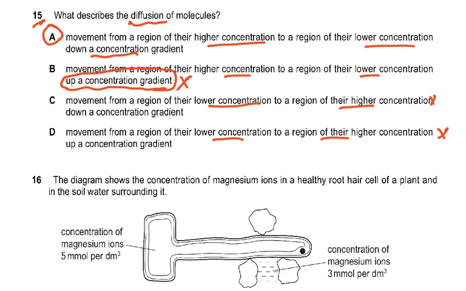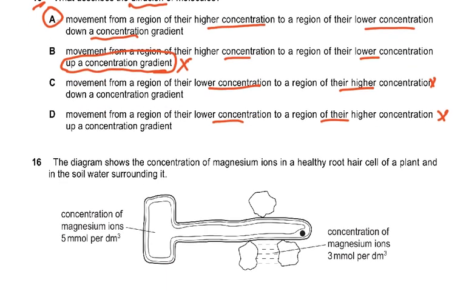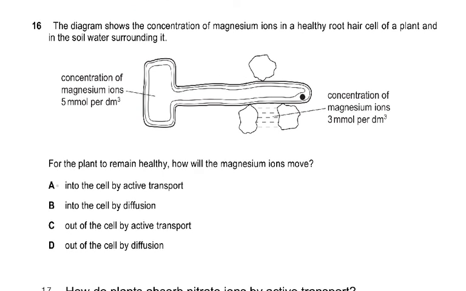It is always higher to lower. Then coming to question number 16. The diagram shows the concentration of magnesium ions in a healthy root hair cell of a plant and in the soil water surrounding it. The concentration of magnesium ions is 5 millimoles per dm cube inside the cell and 3 millimoles per dm cube in the soil outside.